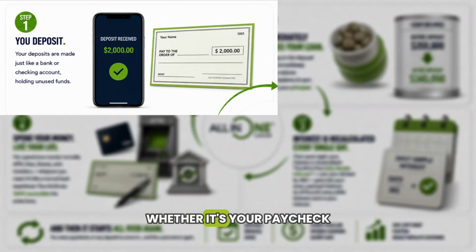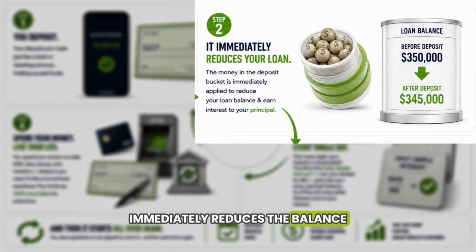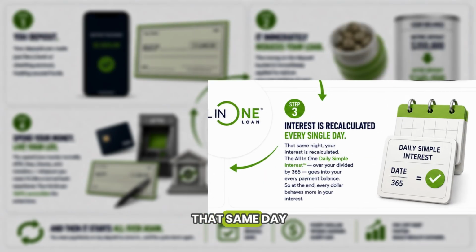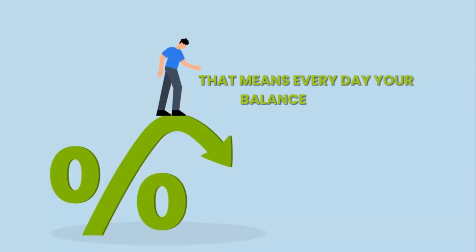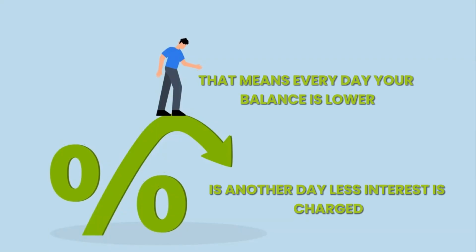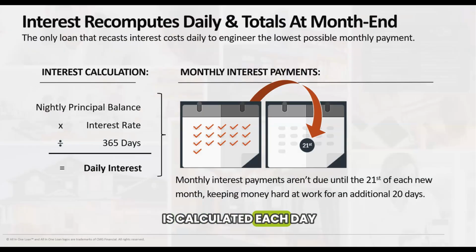Every deposit, whether it's your paycheck, rental income, or any other money flowing into the account, immediately reduces the balance being charged interest. At the end of that same day, your interest is recalculated based on your new, lower balance. The next day, the process starts all over again. That means every day your balance is lower is another day less interest is charged. Throughout the month, interest is calculated each day based on that day's ending balance. At the end of the month, those daily interest charges are added together to determine your total interest charge for the month. The payment isn't due until the 21st of the following month, which means the funds in your account continue reducing the balance that's being charged interest until that payment is due.